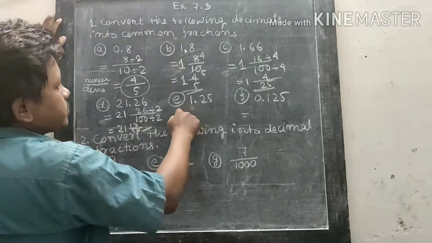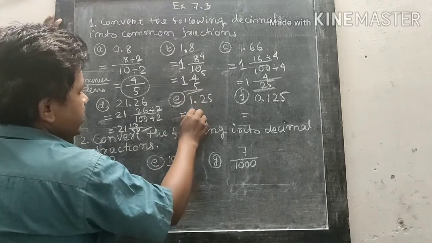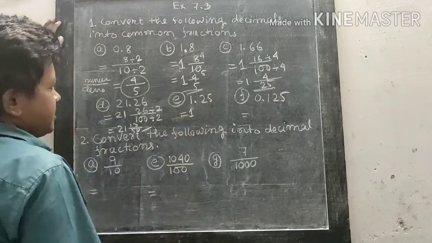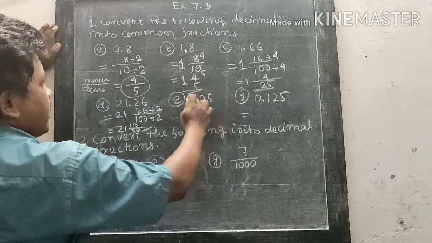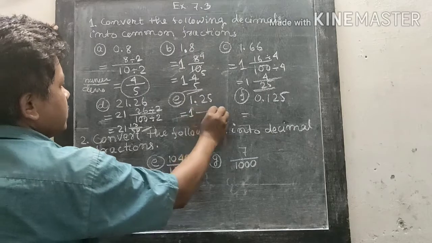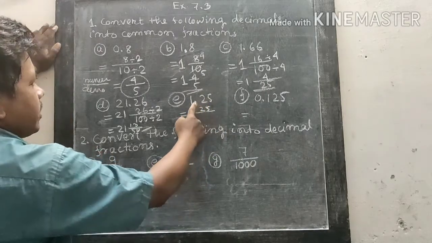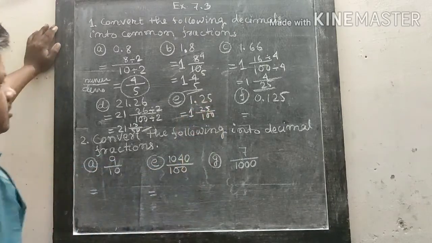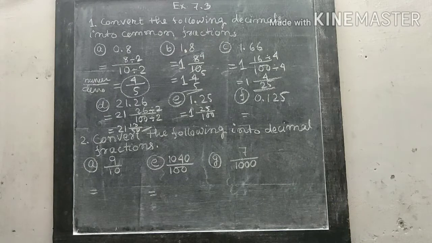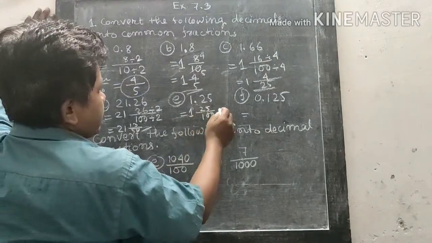Here also, we shall not see the whole part. The whole part, the integral part, will come as it was. Our work is on the fractional part. That is, we have this 25. Then the place value of 25 is hundredths, so 100 comes as denominator.